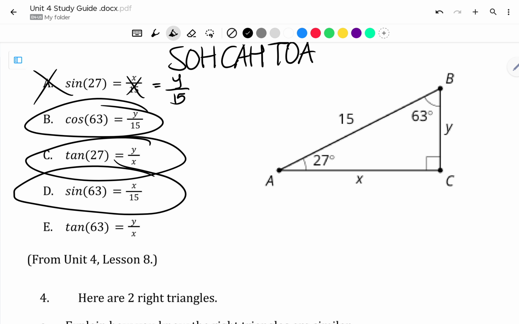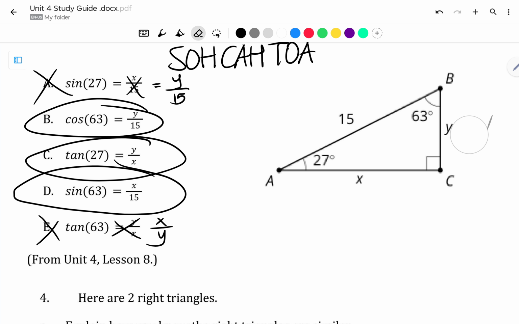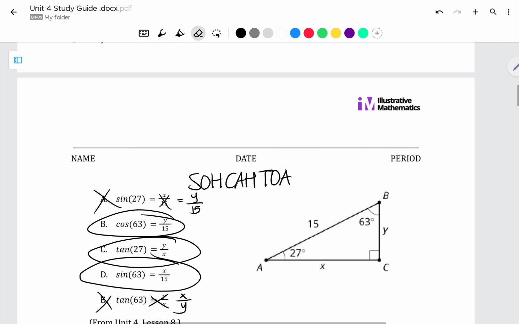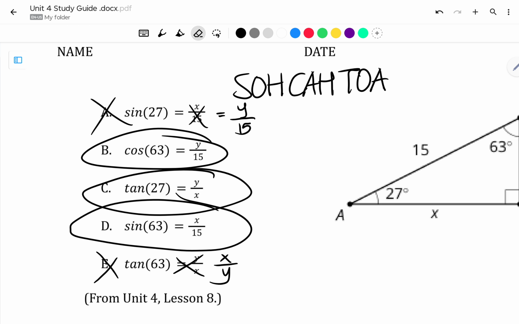And then tangent of 63. Again, we're going back to the 63. Tangent is opposite over adjacent. So it should be x over y, not y over x. So this is wrong. Okay. Just a quick review, right? Select whatever's true. If you understand how to set up the ratios, then you should be able to do this.